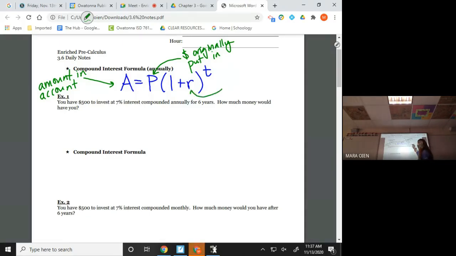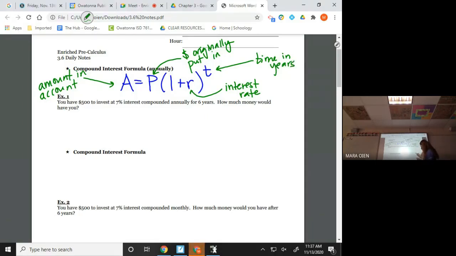The R is going to be our interest rate. We are doing 1 plus that rate because I want to keep a full 100% of my money. Plus, I want to earn interest on that money. And then the T is going to stand for time in years.